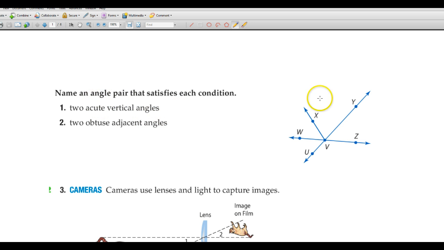Two acute vertical angles. So vertical angles are formed by straight lines intersecting, and they're the angles across from each other. So this angle here and this angle here would be vertical angles, and we can tell that those angles are less than 90, so they're acute. So our answer would be angle WVU and angle YVZ.